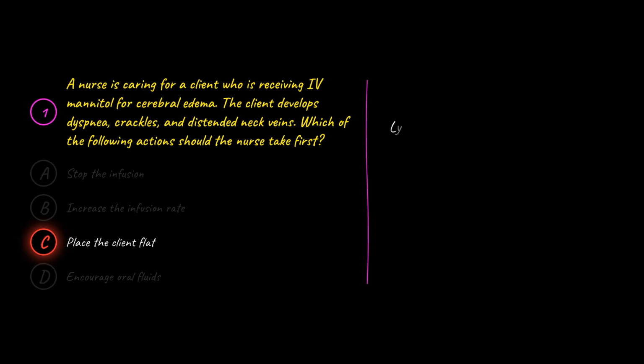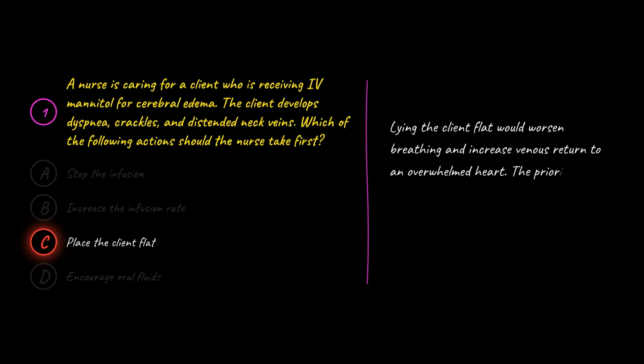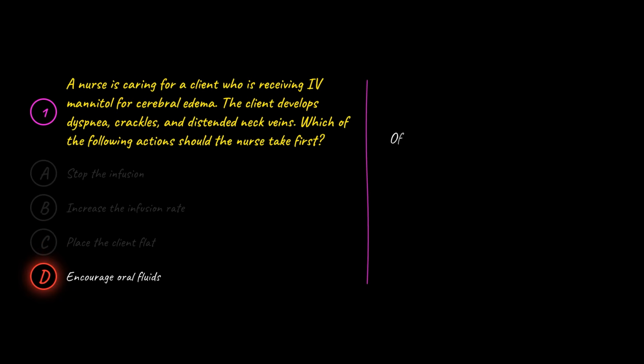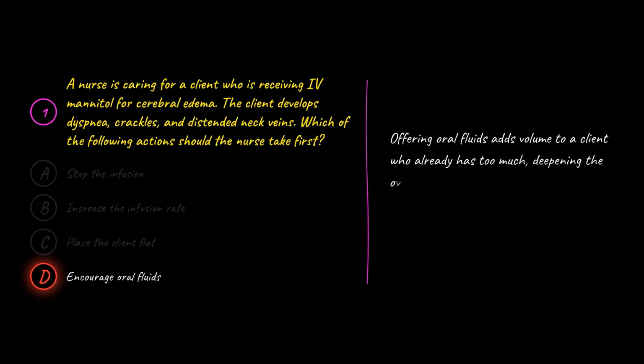C is wrong because lying the client flat would worsen breathing and increase venous return to an overwhelmed heart. The priority is to stop the offending infusion. Positioning may follow, but it does not address the source of the fluid overload. D is wrong because offering oral fluids adds volume to a client who already has too much, deepening the overload. The first and most protective step is to discontinue the mannitol, since continued or added fluid is what threatens this client.